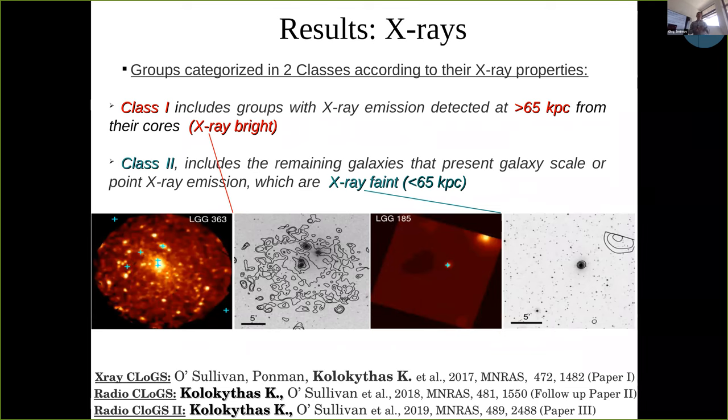Going on now into the results from the X-rays, we have categorized the groups in two classes according to their X-ray properties. Class one, as you can see over here, includes groups that have X-ray emission detected more than 65 kiloparsecs from their core. So we call them X-ray bright. They look something like that here to the left. And in class two, we include the remaining galaxies that present galaxy-scale or point X-ray emission, and we call them X-ray faint, which has a detection in less than 65 kiloparsecs.